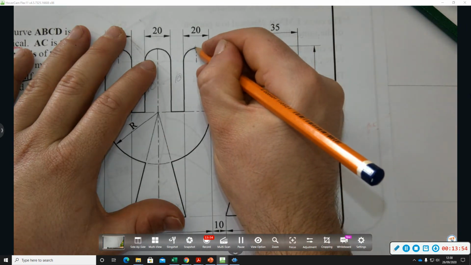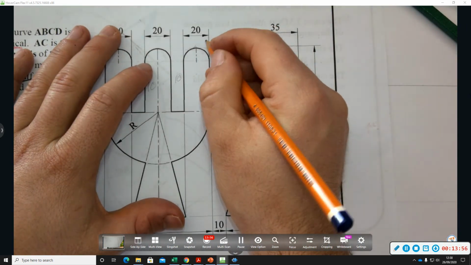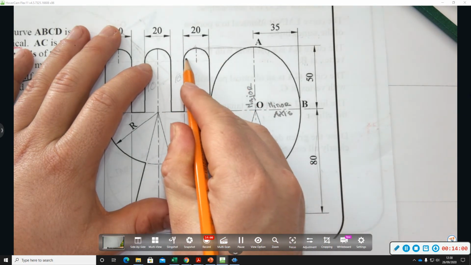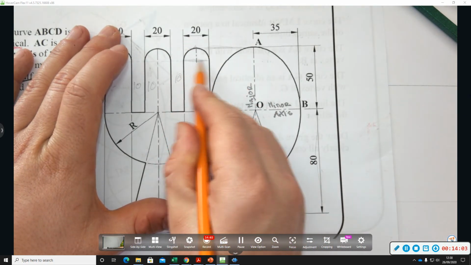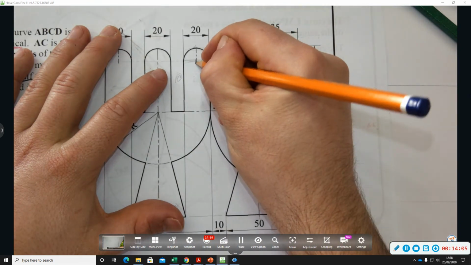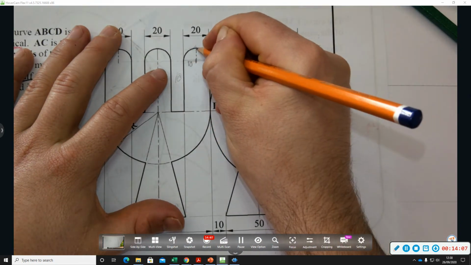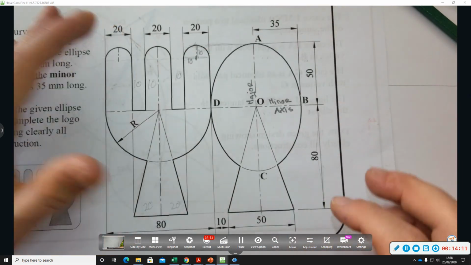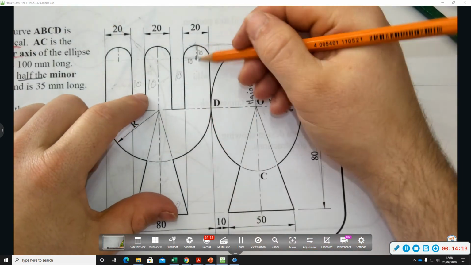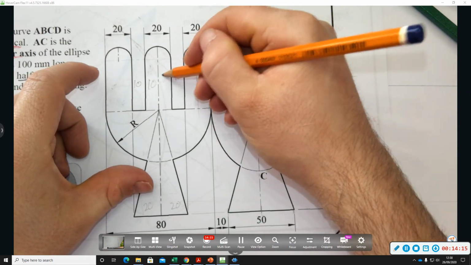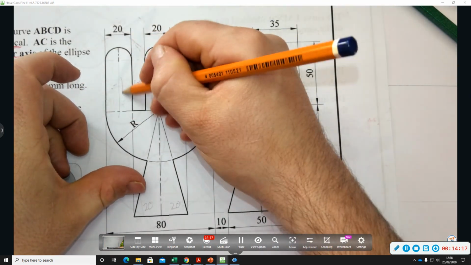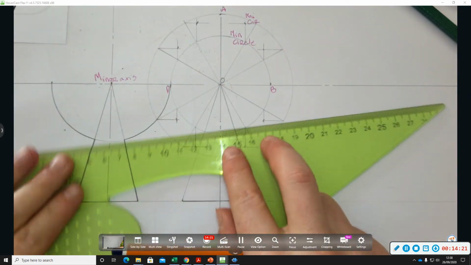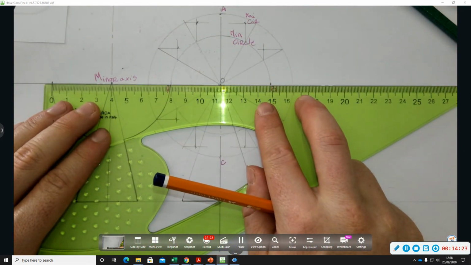It doesn't tell us the radius of this here or where the center is, but it tells us that the diameter of the semicircle is 20. So the radius must be 10. So you need to drop down 10 and go across 10 either side of the center. Essentially all these segments are all in tens.